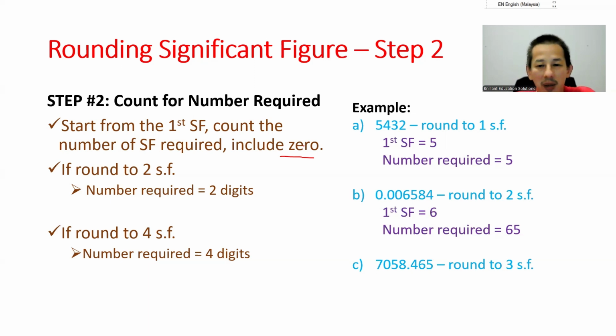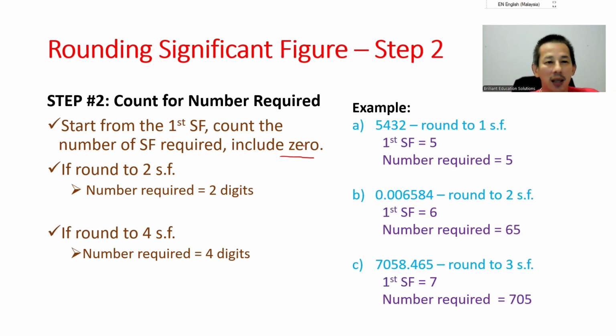Next, 7058.465. You round to 3 significant figures. So start from the first significant figure, which is 7. Just count 3 digits. So it's 705. I hope you get it by now, so stay with me.